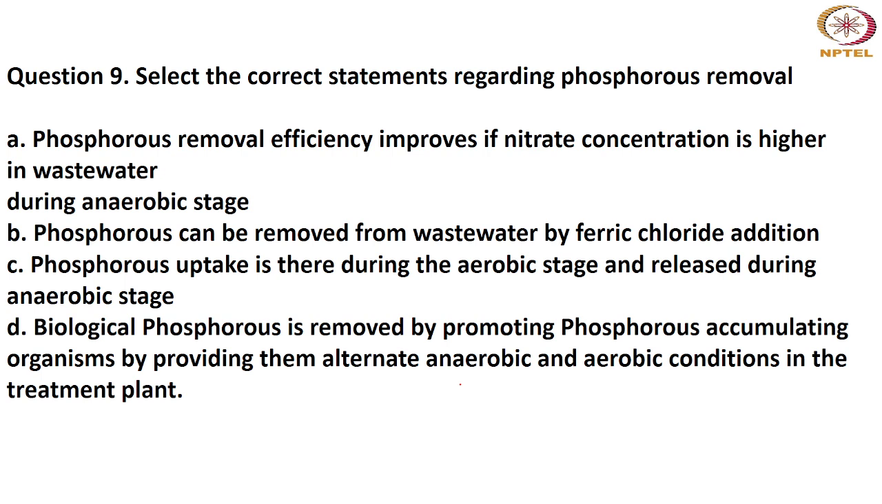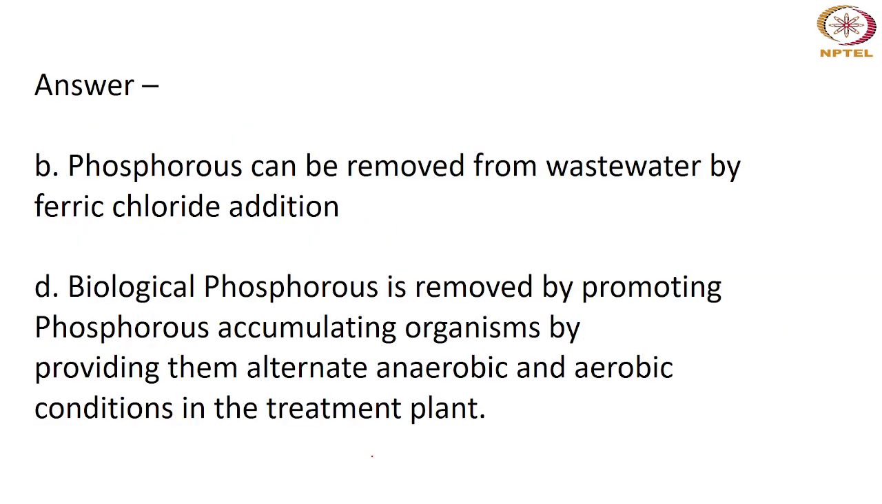So the correct option is, anyone is writing? Yes, the correct option is B and D. Phosphorus can be removed from wastewater by ferric chloride. Any trivalent ion will form a precipitate with phosphorus. It will go down and settle, so we can remove that. Also, biological phosphorus is removed by promoting phosphorus accumulating organisms by providing alternating anaerobic and aerobic conditions for the treatment.